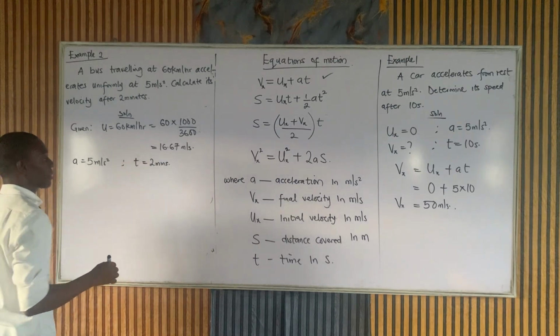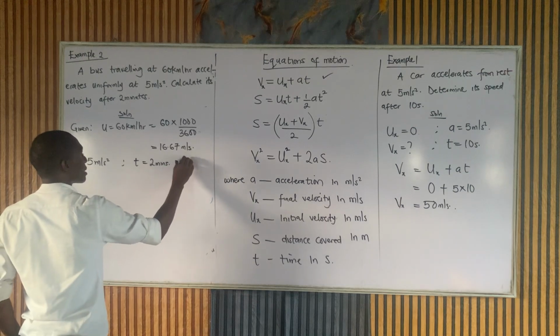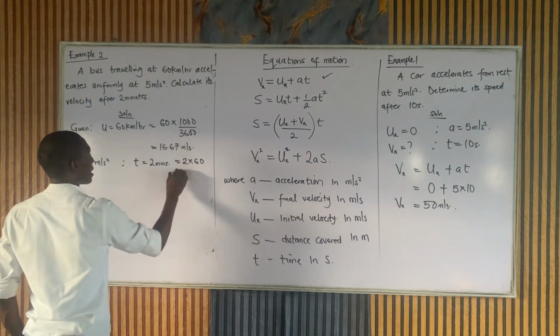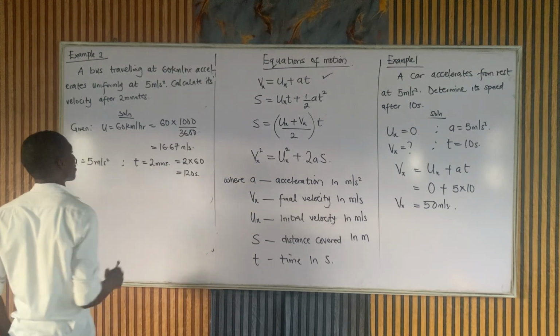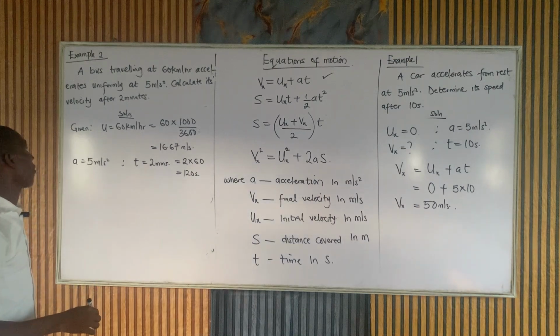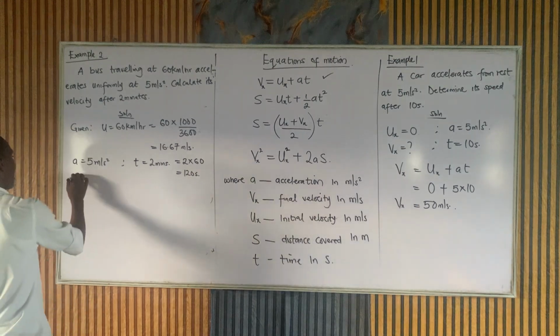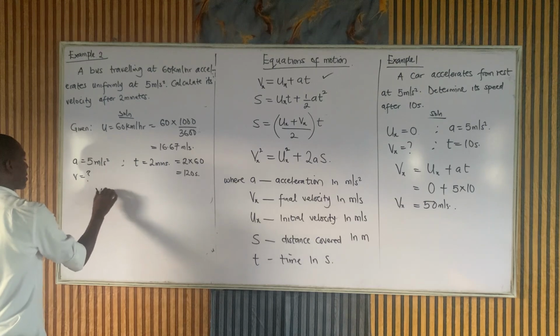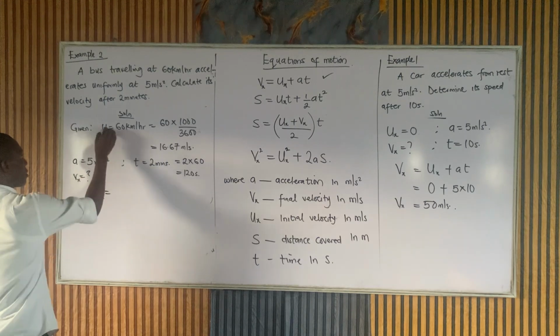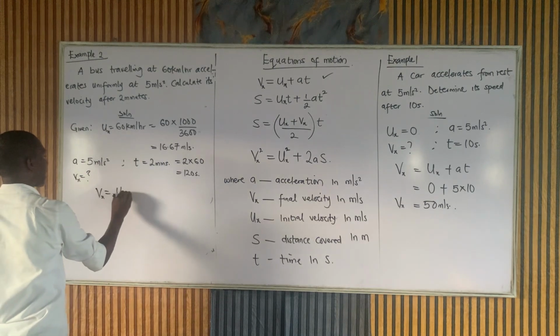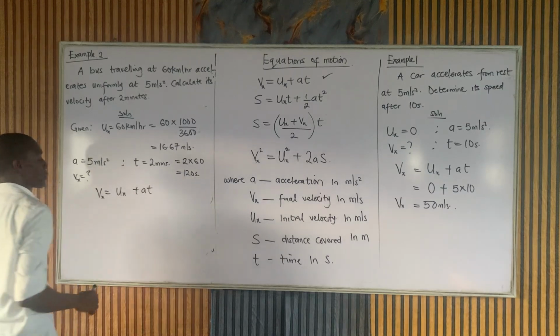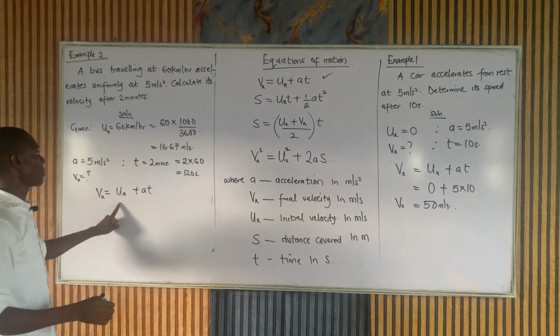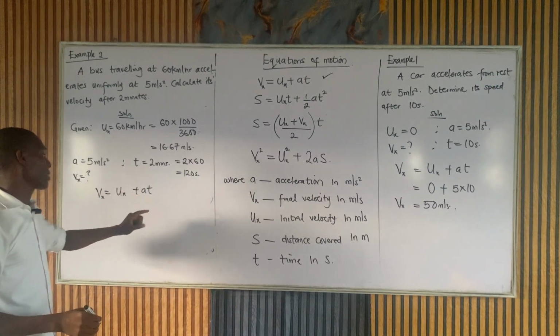The time should be in seconds, so multiply by 60. And that's 120 seconds. So right now we're looking for the velocity. That's V, the required. So I'm going to say V is equal to U plus AT. That's the equation to use because we have our U, we have our A, we have our T, and we're looking for V.